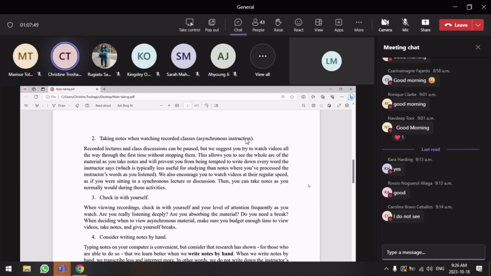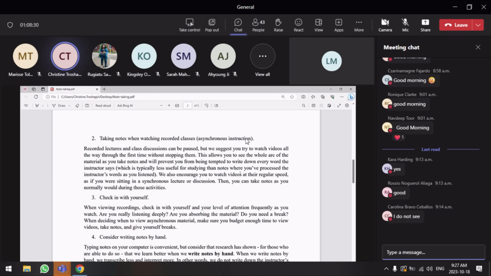So maybe your instructor is giving some logical examples or things like that, which you don't really need to write down. You just need to understand them. But if you keep pausing from the first time, because you're not seeing the whole picture of the lecture, you are going to be writing down every single piece of information, thinking that it is important, and that is going to prevent you from taking whatever is important, and you will end up wasting time writing down whatever is not important.